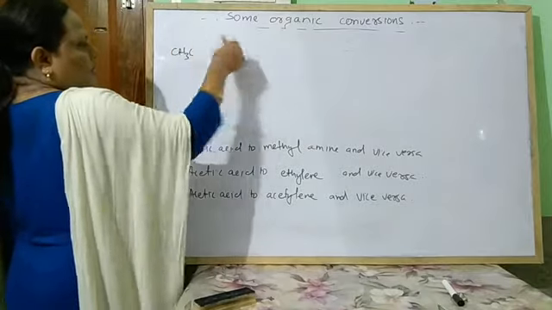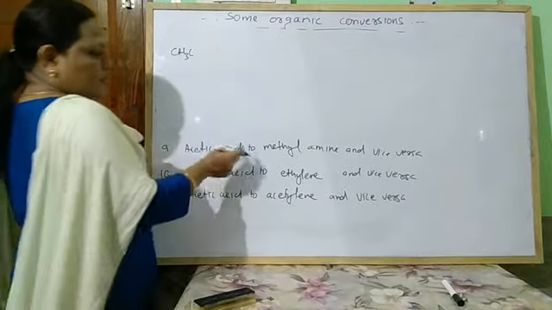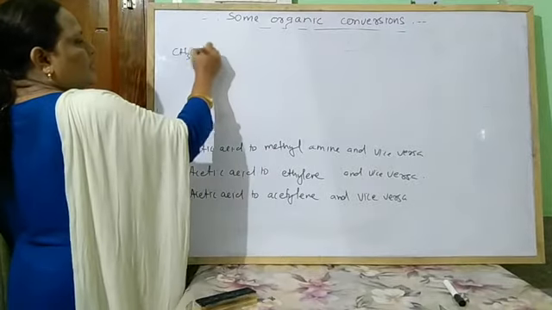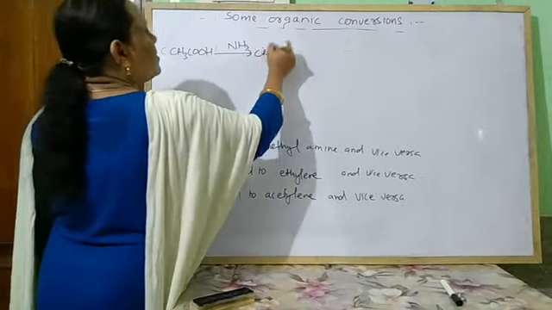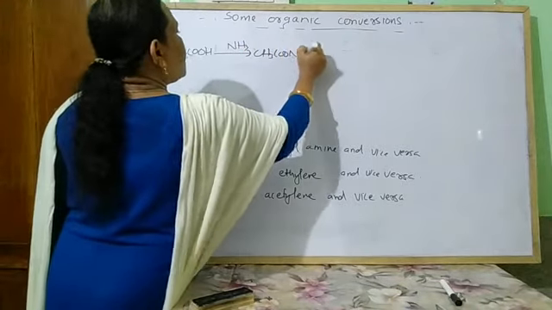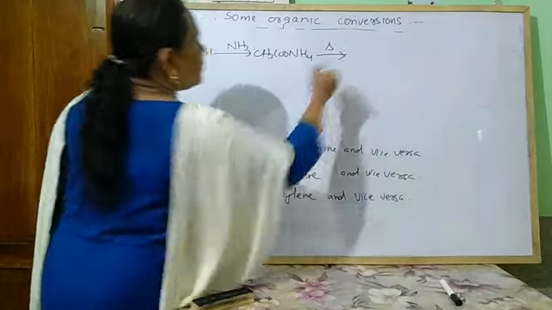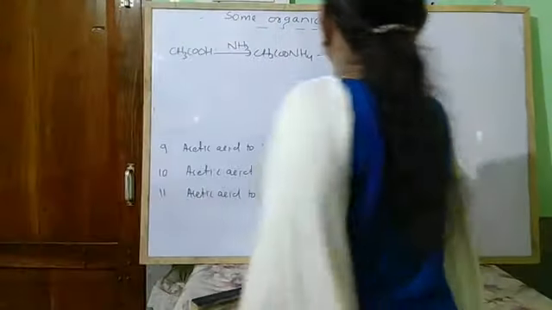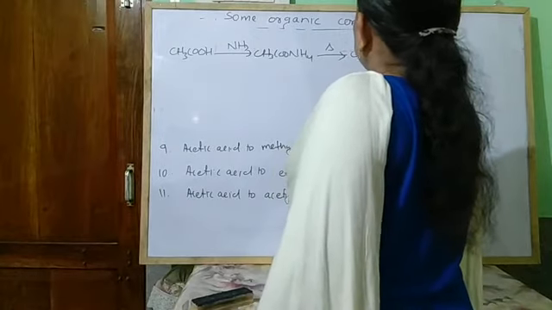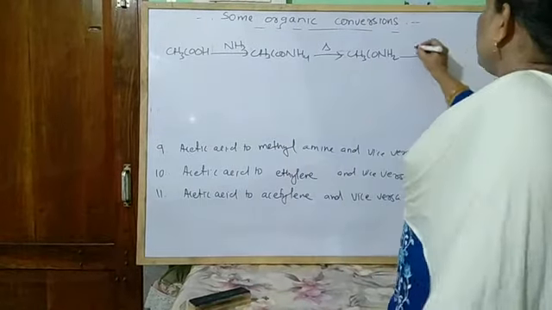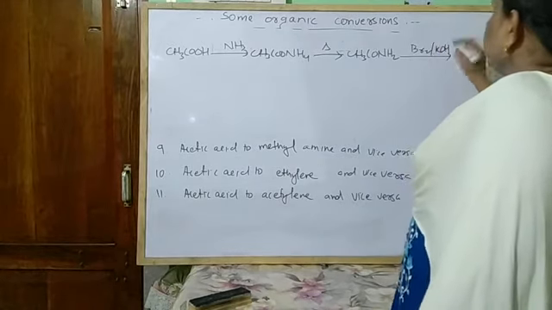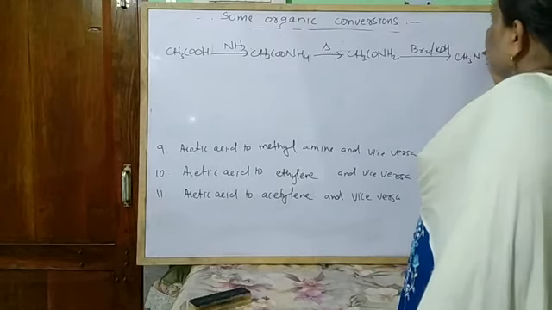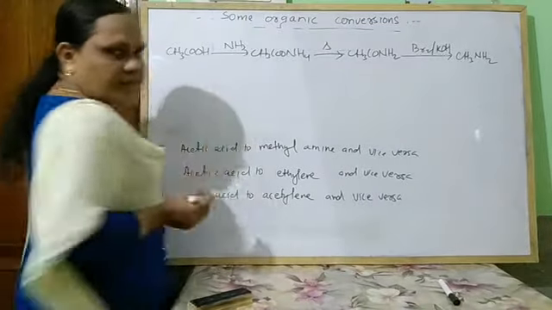Look here, in the last class, in the last question, I already discussed this one, acetic acid to methylamine. This is acetic acid, ammonia, ammonium acetate, heat gives acetamide or ethanamide, then the Hofmann bromamide reaction gives methylamine. This is the conversion of acetic acid to methylamine.